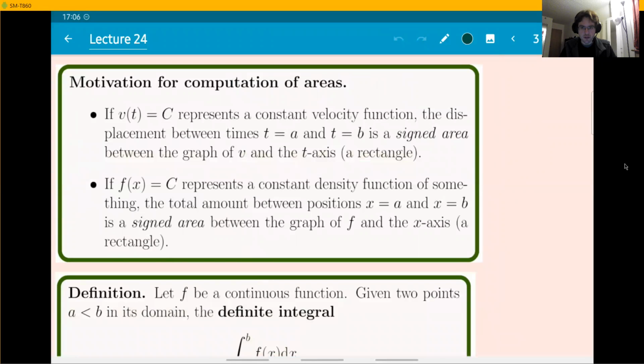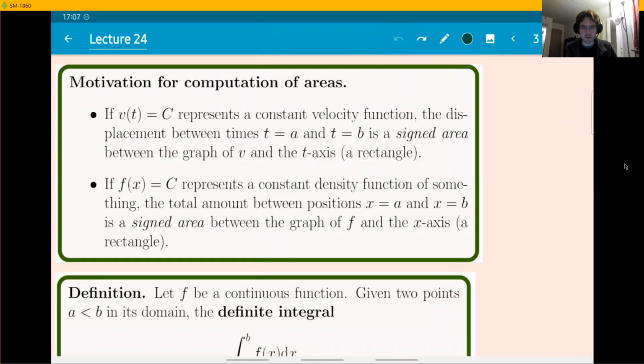And I'm going to start by talking a little bit about motivation for one thing that we're going to do today, which is, given a function, we would like to understand the area under the curve. This is one of the big concepts in calculus. Why is that though? So for example, imagine I have two examples here. Imagine you have a function v of t equals c, representing a constant velocity function. So this is the velocity of some object moving, and it's always equal to this number c.